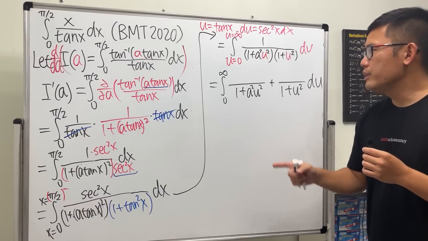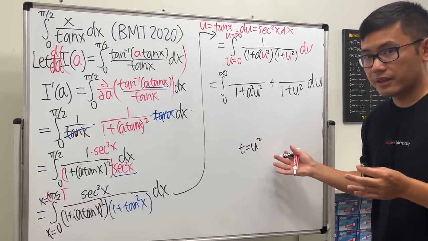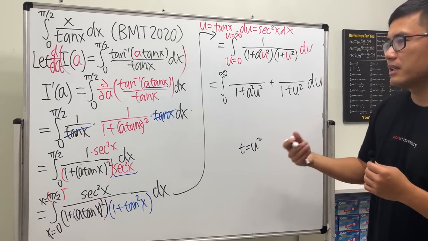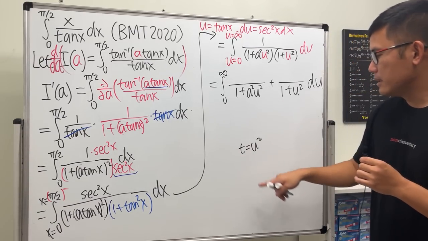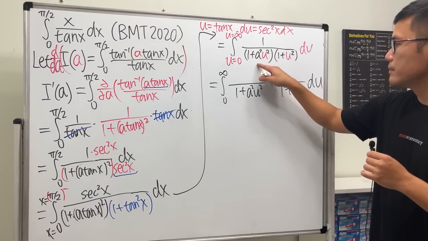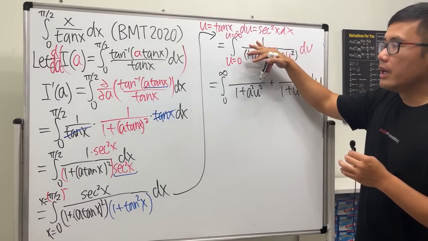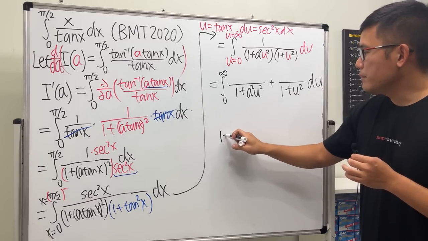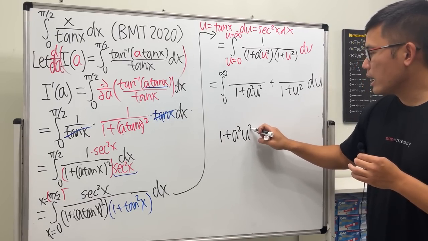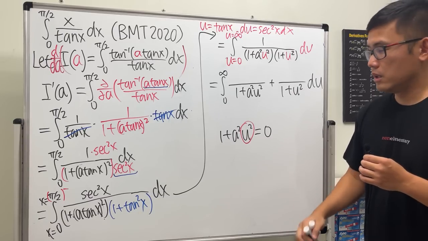So if you would like, you can just imagine that we have t is equal to u squared, that kind of thing. Or you can also imagine plugging i into u, but this right here is easier. So to figure this out, we go back to the original and cover the same denominator. And then we have to ask ourselves, 1 plus a squared u squared, how can this be equal to 0? And then we are solving for u squared.